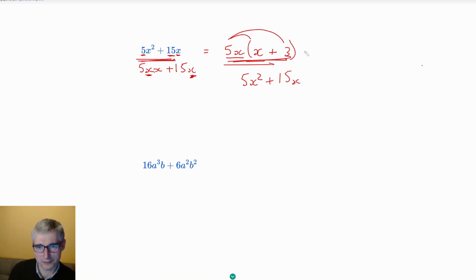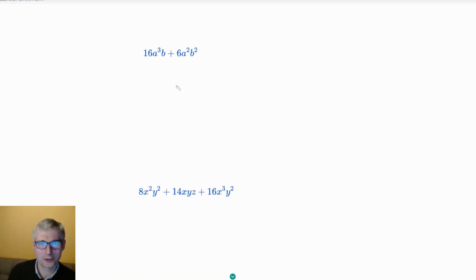So that was the correct factorisation, what we had there. Now looking at a slightly more complicated one again. I'm just trying to make these examples more complicated as I'm going through. And we can see we've got 16a cubed b plus 6a squared b squared.